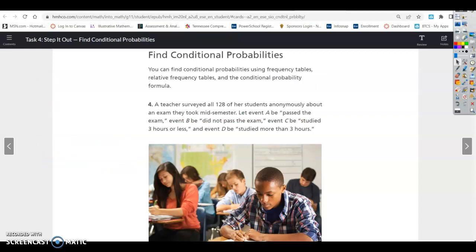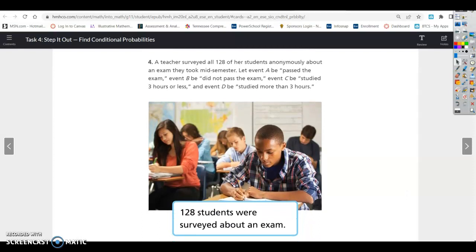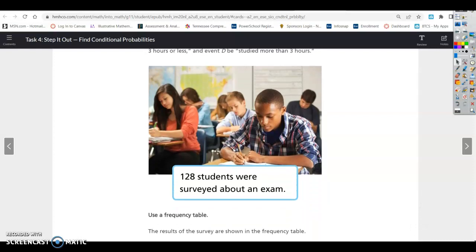Lesson 18.1, Task 4. Find conditional probabilities. You can find conditional probabilities using frequency tables, relative frequency tables, and the conditional probability formula. A teacher surveyed all 128 of her students anonymously about an exam they took mid-semester. Let event A be passed the exam, event B did not pass the exam, event C studied 3 hours or less, and event D studied more than 3 hours.